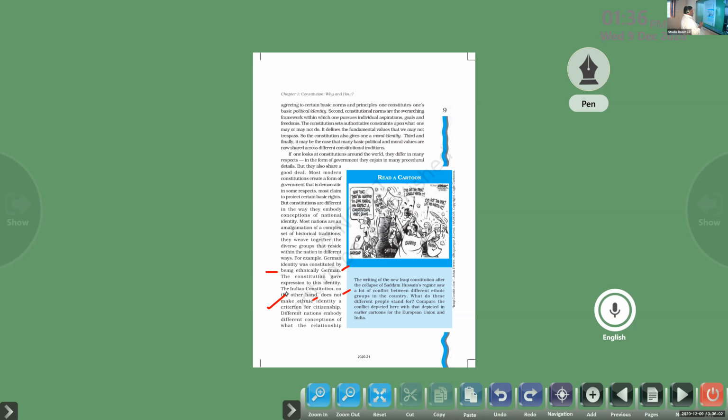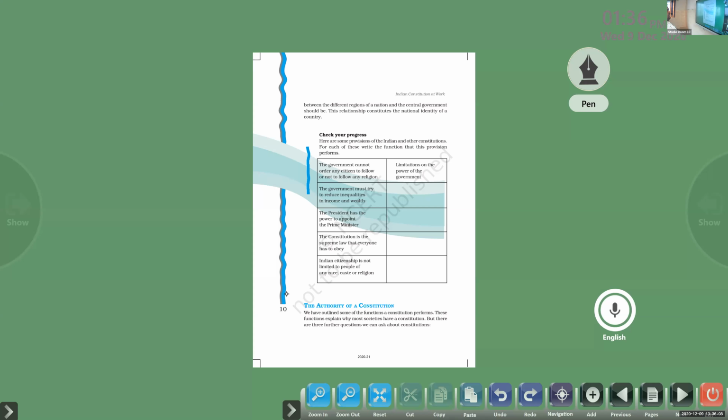So different nations embody different concepts of what the relationship between the different regions of a nation and the central government should be. The relationship constitutes the national identity of a country. So we know that different countries are creating different terms for the relationship between the states and the central government. Some countries follow a holding together federation, while others follow a coming together federation setup. Related to the history of the country, we can say that they are taking different stances.